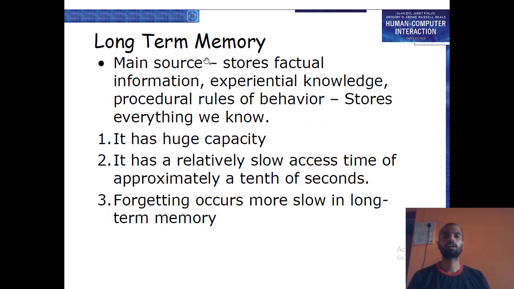Next is long term memory. Long term memory is the main source, as it stores factual information, experiential knowledge, and procedural rules of behavior. It has a huge capacity. It has a relatively slow access time of approximately a tenth of a second. Forgetting occurs more slowly in long term memory.